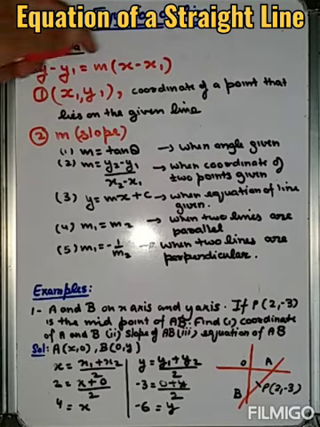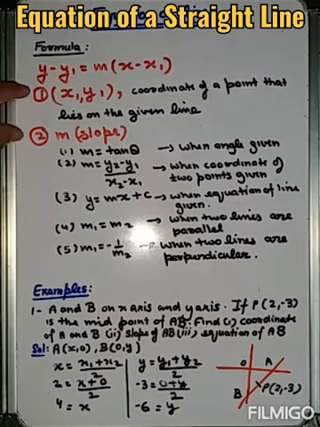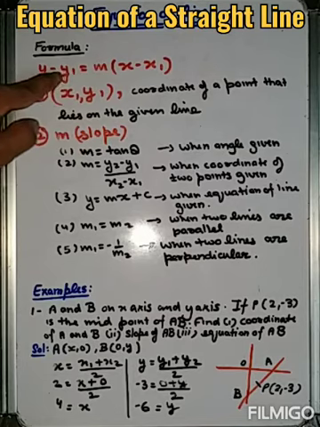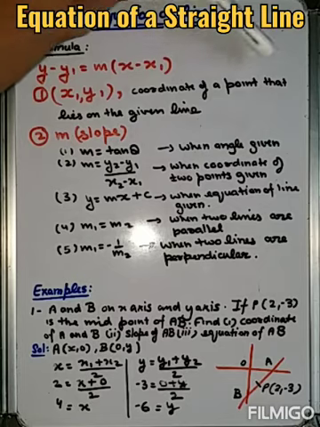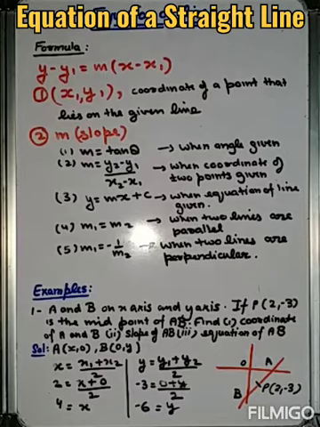So for applying this formula, what is required? Two things you require. First is x1, y1. What is x1, y1? x1, y1 is the coordinate of the point that lies on the given line. Suppose you have to find the equation of any line which passes through (2, 3). 2, 3 will be x1, y1. 2 will be x1, 3 will be y1. So first thing you have to find any point, coordinate of any point which lies on that line, of which we are going to find the equation.